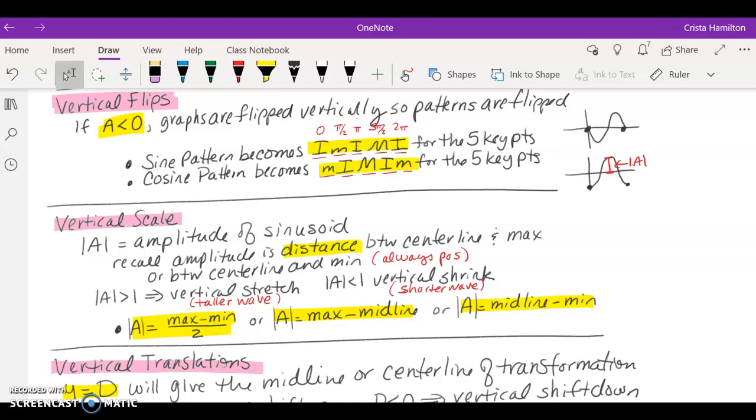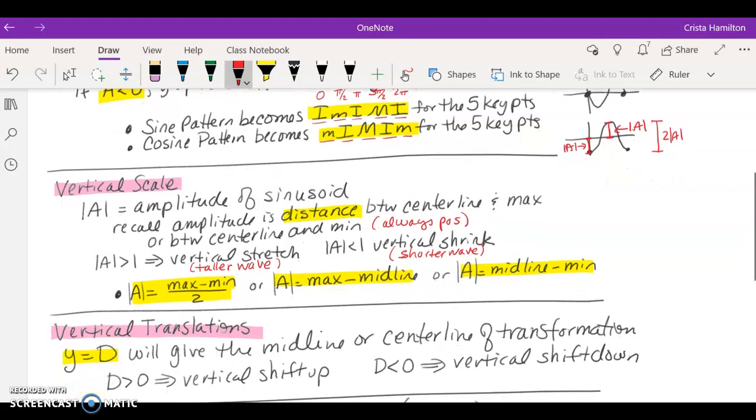Your amplitude is going to be your max minus your min divided by 2. You could also do max minus midline, or you could do midline minus min. So like in this picture, I have the first one up here drawn with it going from max minus midline, but I could also think of it here as midline minus min, or we can go from here to here. That distance, the max minus the min, is 2 times the absolute value of A, which would be your amplitude. So you have to always divide by 2.